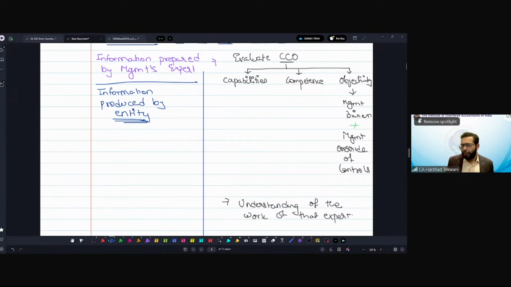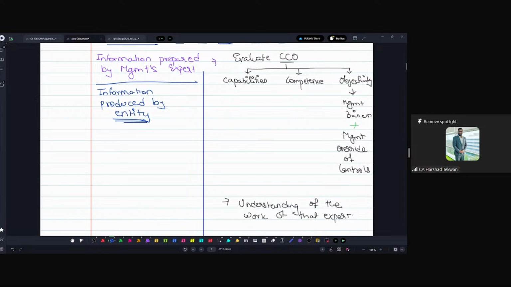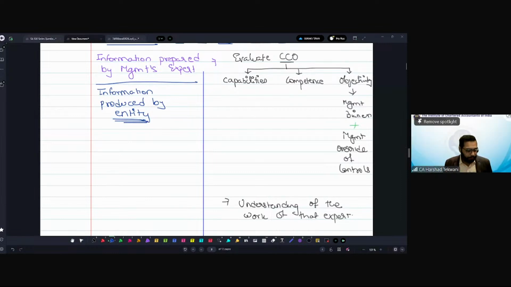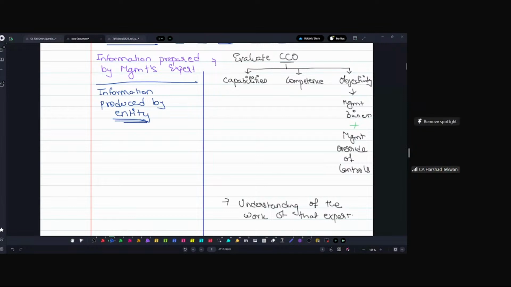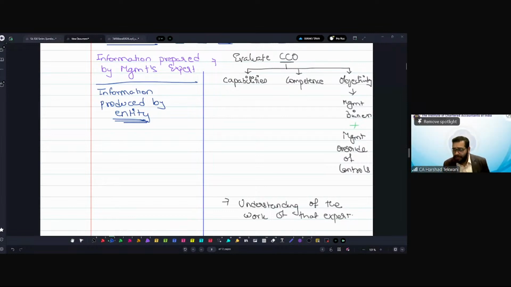I'm expecting something more on this particular part. So if I say information produced by the entity, what do you mean by information produced by the entity? How is it different from other information? Sir, I'm not exactly sure, but it can be any type of reports or schedules or anything that has been prepared by management for performing their work of management responsibility relating to financial reporting. Yes, yes. Very good. Something on similar lines.